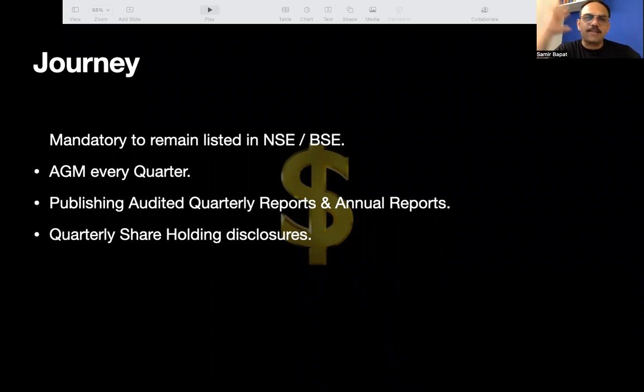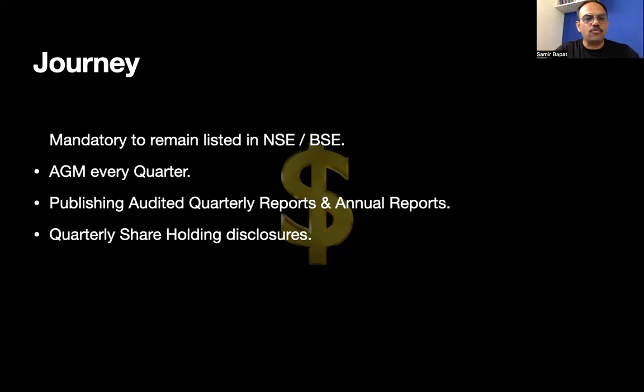Now, in this, what is our learning? What is important for us is two things. One is the AGM and the other is the quarterly report. Every 3 months, they'll publish their quarterly report. These two things are very important as a common investor. I'll tell you why in 2 minutes.